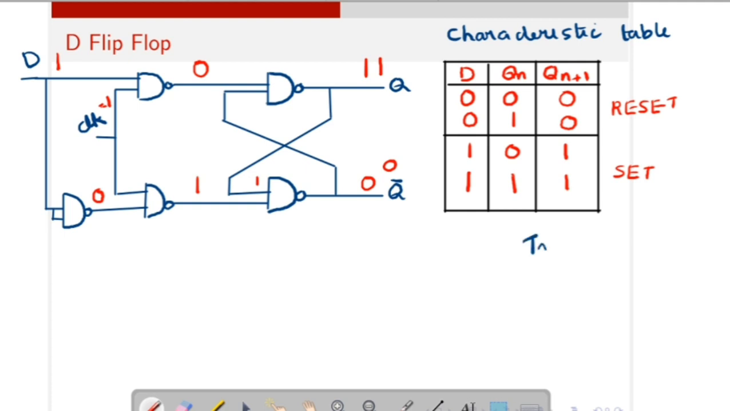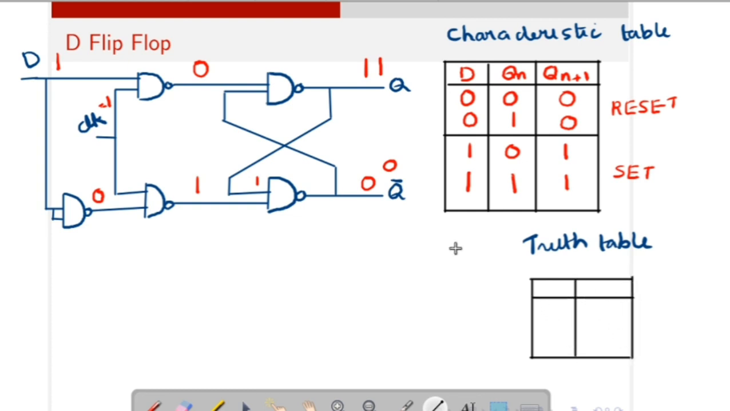Next we can draw the truth table for this D flip-flop. This D flip-flop has only one input and one output, so the truth table has only two entries, D and Qn plus 1. When D is equal to 0, output is 0. When D is equal to 1, output is 1. So this is the truth table of the D flip-flop.